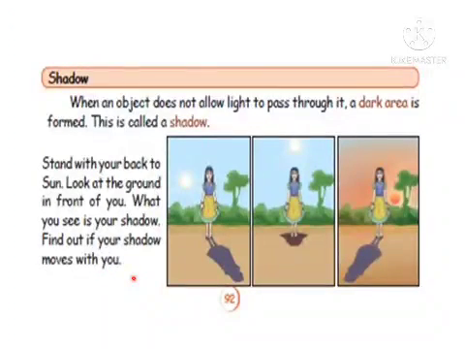A dark surface is created when an object does not allow sunlight to pass through it. You see your shadow wherever you are. Your shadow moves along with you. Are you clear, children? Okay.